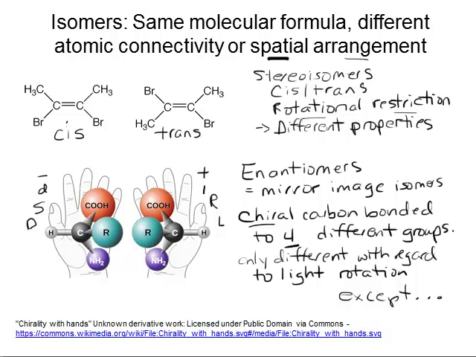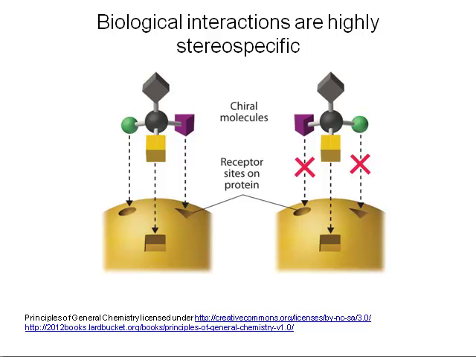In fact, each enantiomer is biologically distinct and would be expected to have distinct interactions in a living system. In other words, biological interactions are extremely stereospecific. A simple example that illustrates this point is shown here. Let's say that we have a particular compound that acts as a signaling molecule, and it binds to a cellular receptor, and when it binds, it causes the cell to respond in a particular way.